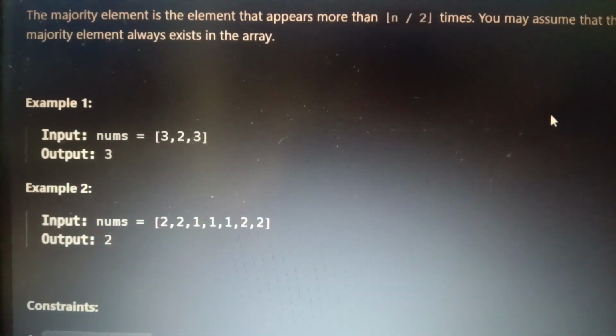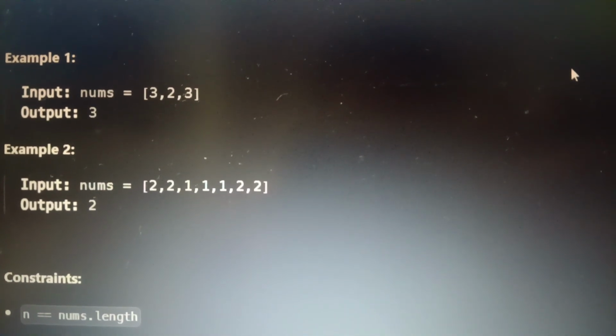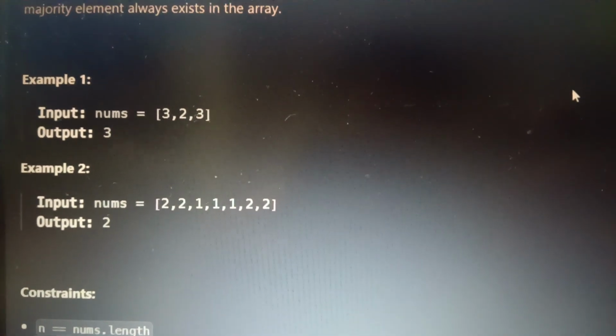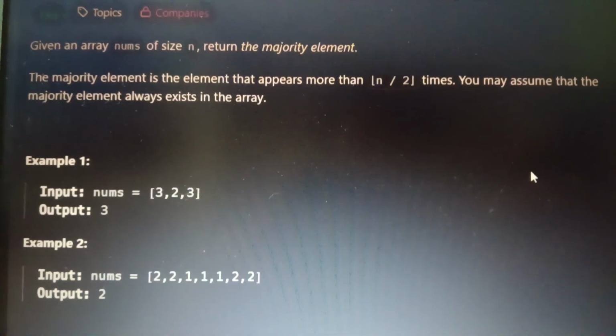Then in the next example also you can observe the majority element is 2, since it gets repeated for 4 times. Yes, this is the question they have given us, and now we are trying to find the solution for it.